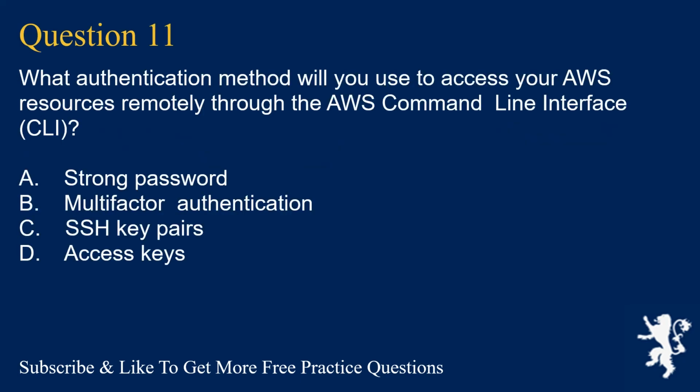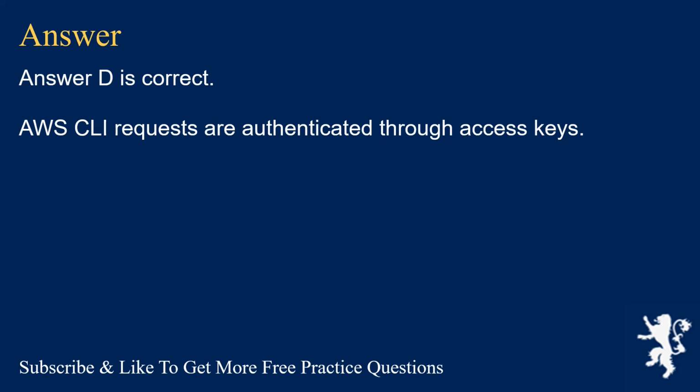Question 11. What authentication method will you use to access your AWS resources remotely through the AWS Command Line Interface, CLI? A. Strong password. B. Multi-factor authentication. C. SSH key pairs. D. Access keys. Answer D is correct. AWS CLI requests are authenticated through access keys.